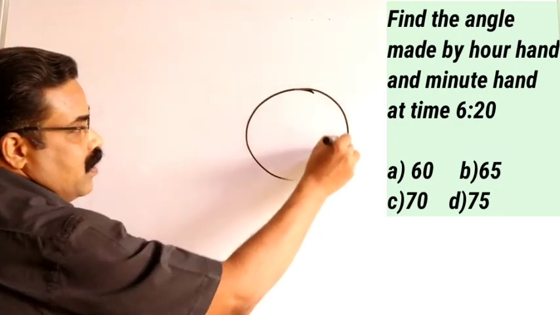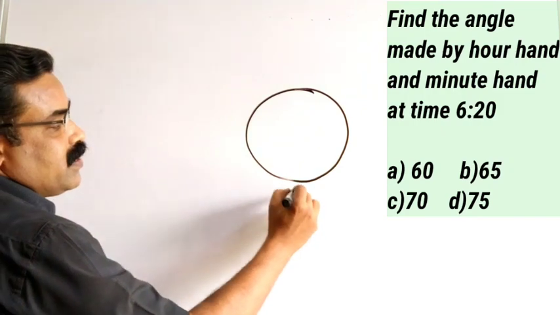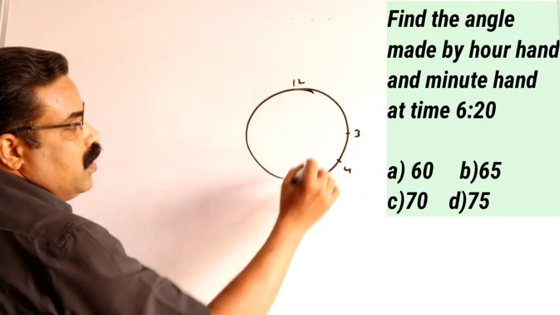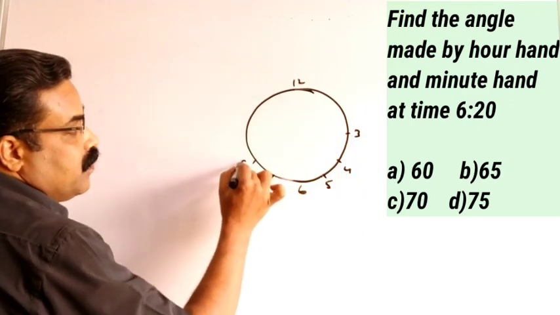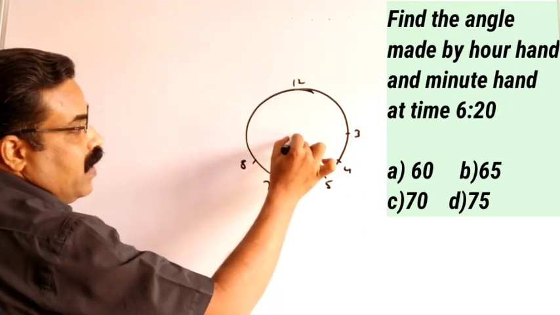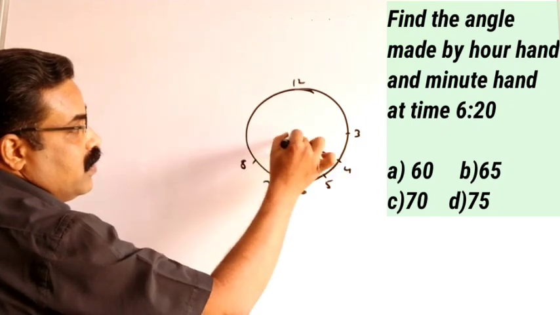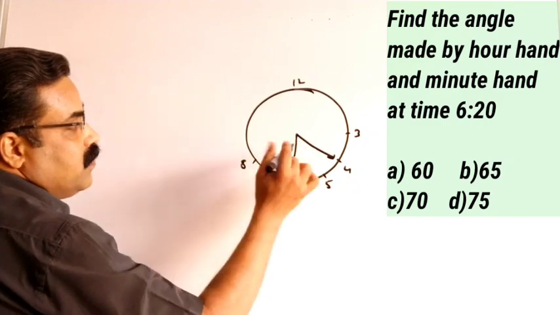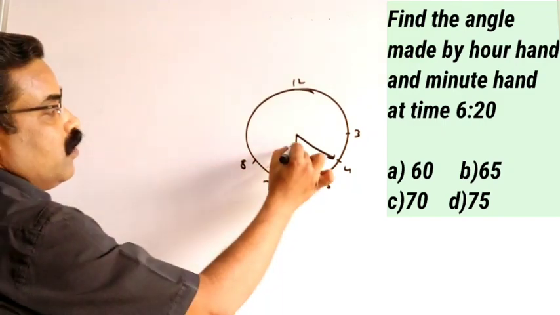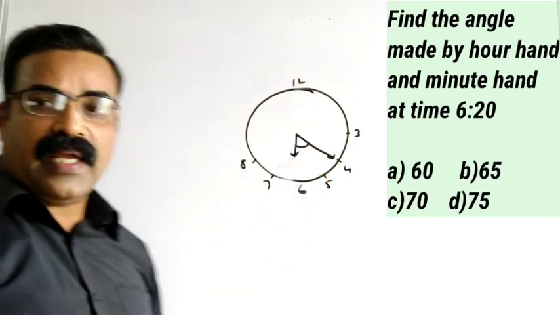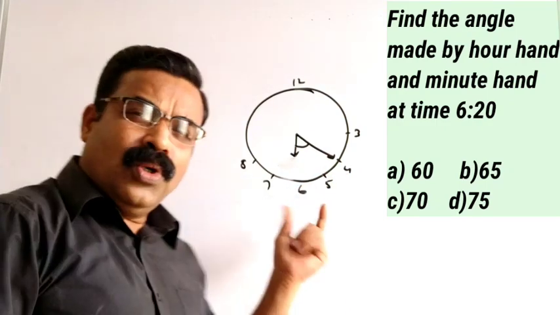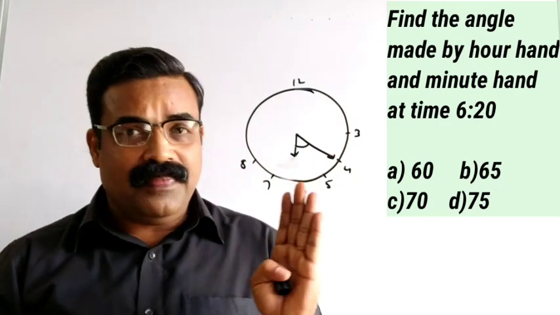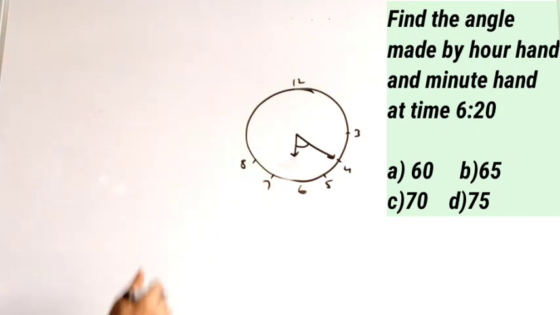So this is 12, 5, 4, 3, 6:20. 6:20 means it will be like this, 20 minutes and 6. The hour hand will be a little smaller. So this angle is what we need to find out. Every time you need not draw all these things. These are only for explanation. Once you get the time, you can easily find that.